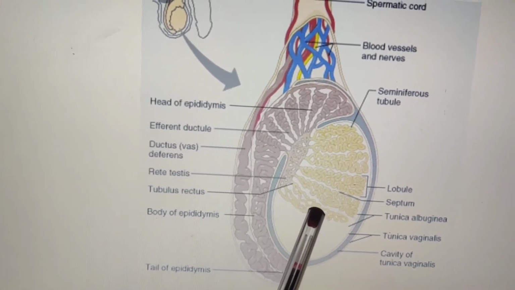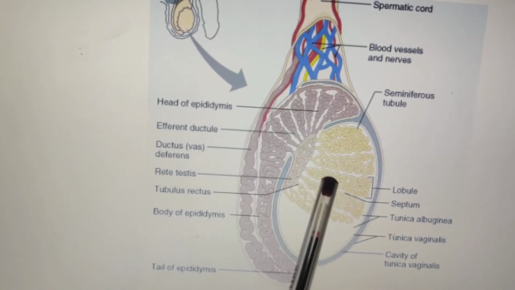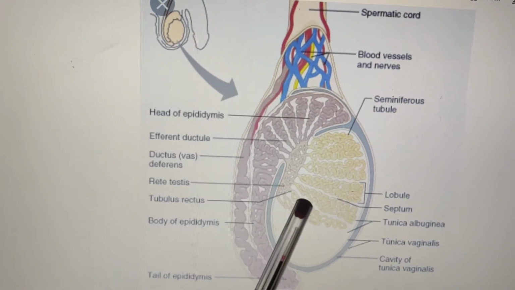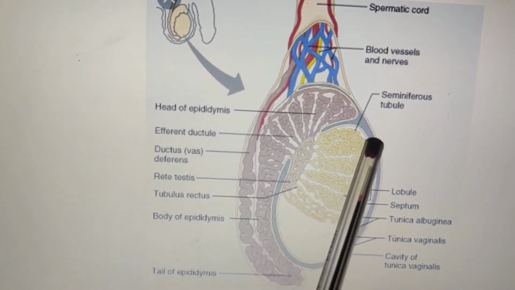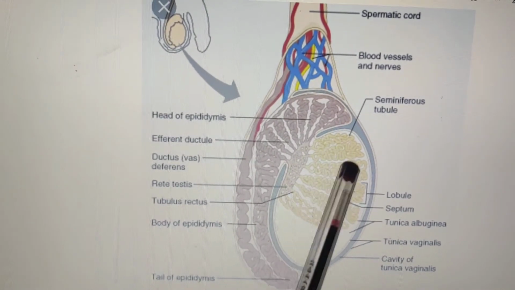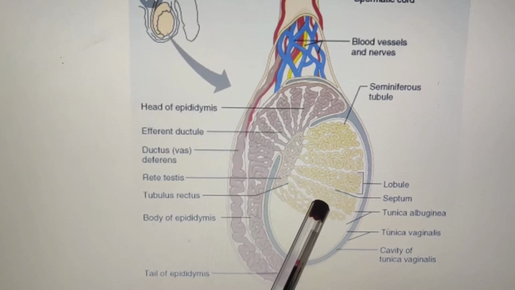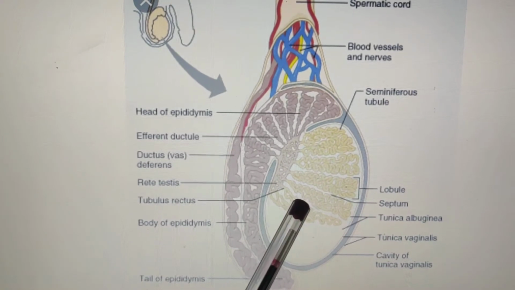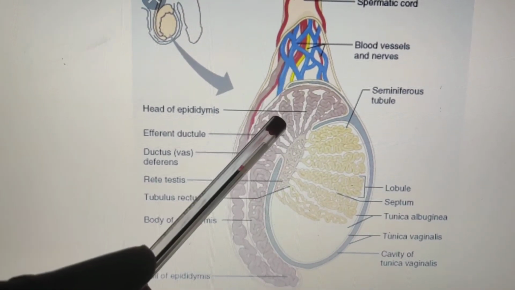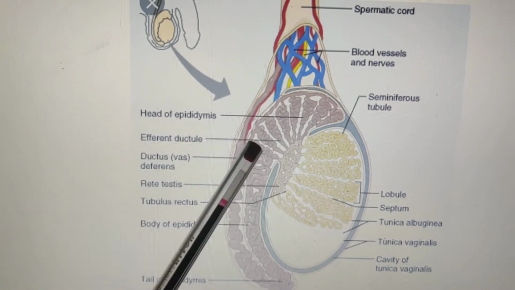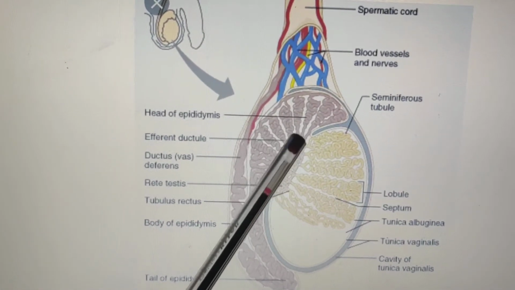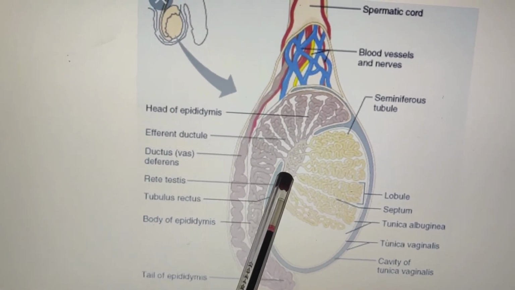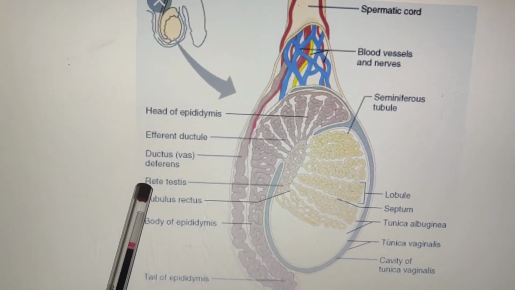We can easily see the gap present between these seminiferous tubules. Inside this gap, special cells are present. We will talk about those cells later on. This yellow structure, seminiferous tubules, further opens into vas efferens, efferent duct, through a structure. This one, this structure. This is termed as rete testis.